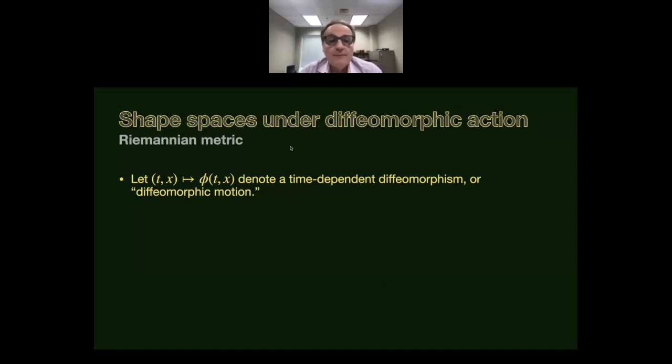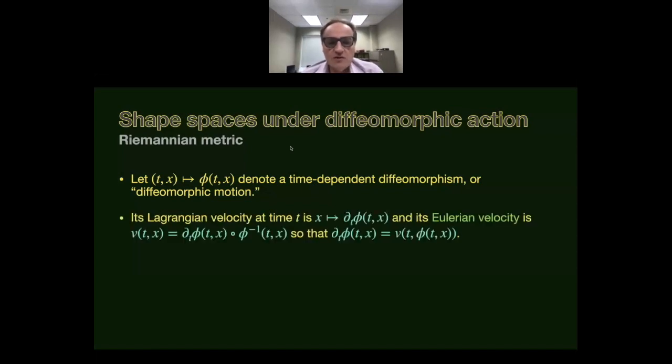So to define metrics, you essentially have to define the length or the energy of paths in a set. So here, that means that we have to consider time-dependent diffeomorphisms or diffeomorphic motions. Not sure it's a great term. And so when you have something like this, you can measure the derivative with respect to time. That gives what is called the Lagrangian velocity.